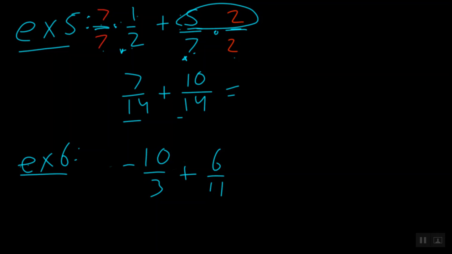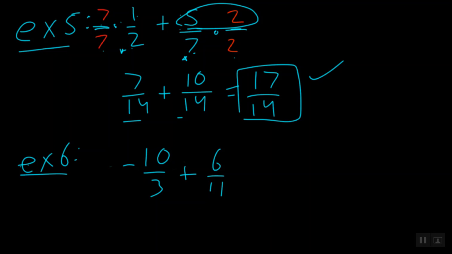We have 7 plus 10 on top, which is 17, over 14 on the bottom. Remember, the bottom of the fraction never changes. And 17 over 14 cannot reduce. And we're done. Let's look at our very last example.